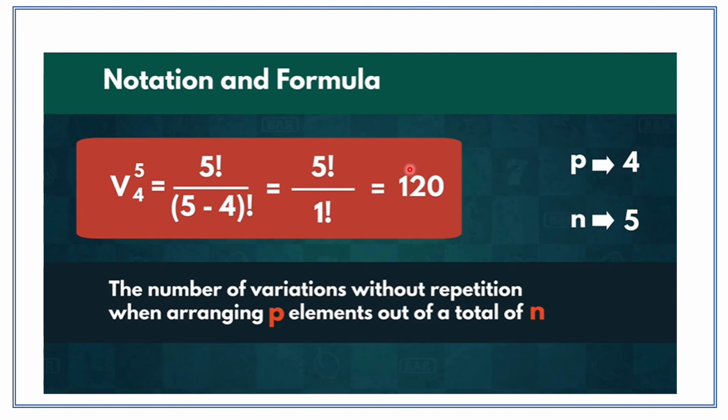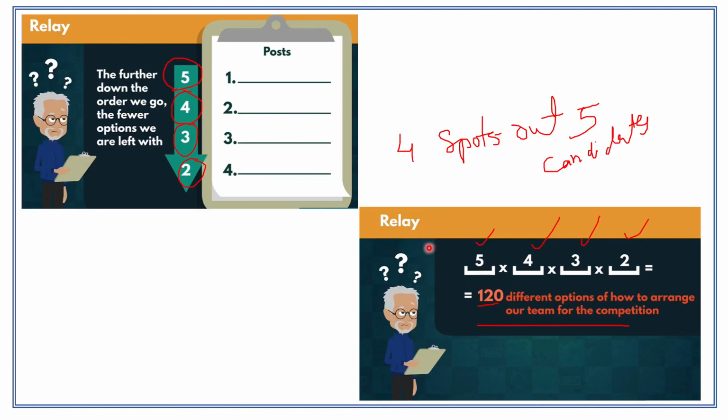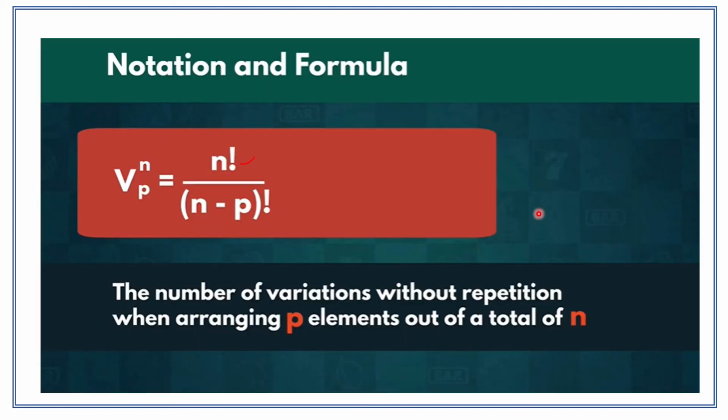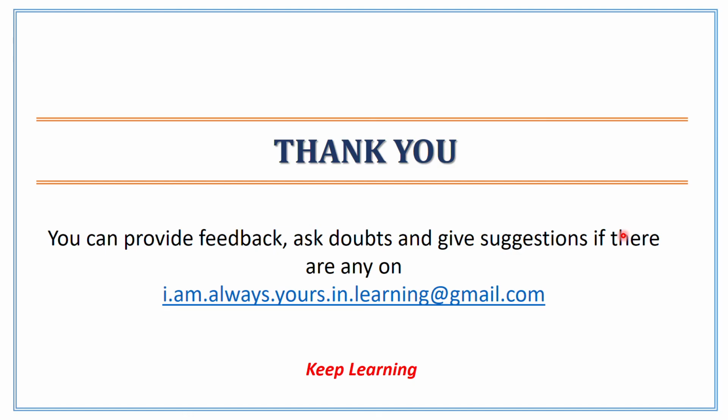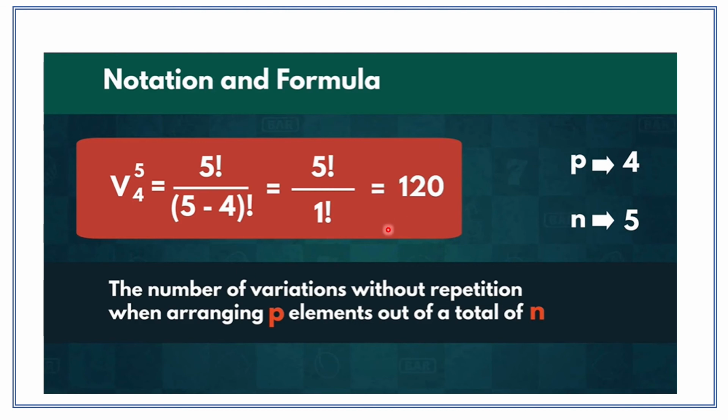Now we will put all these things in the formula. So V4 raised to the power 5 equals factorial 5 upon factorial 5 minus 4, so factorial 5 upon factorial 1, which is 120. And the same is the case when we calculated by ourselves, it was 120 only, 5 into 4 into 3 into 2. And with this formula we calculated, it is 120. Here p is 4 and n is 5. So I hope this formula for variations without repetition is clear to you.